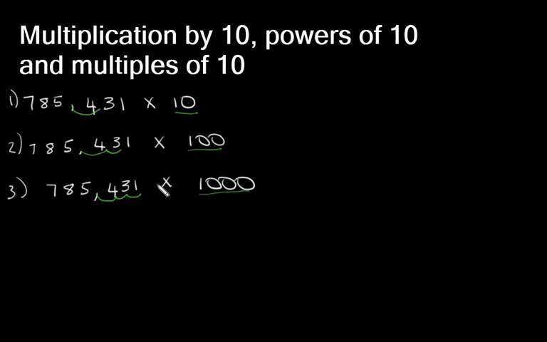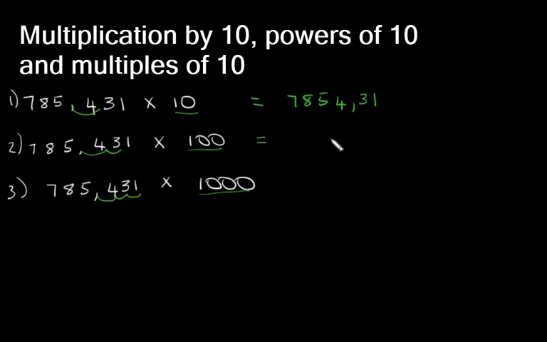So what will our answers be? Let's have a look. When we multiply by 10 and we've moved that decimal place up, we will get 7,854,31.